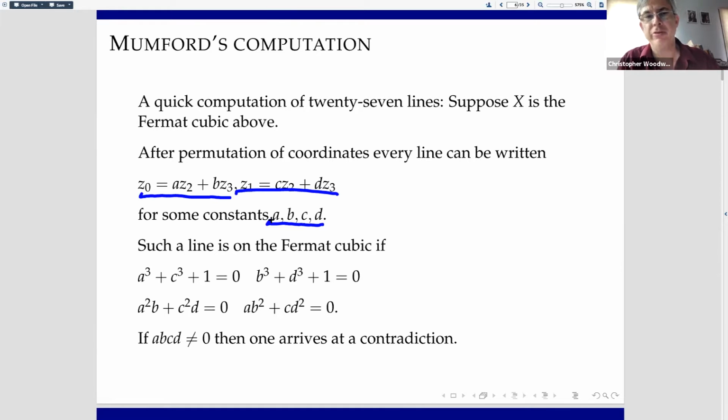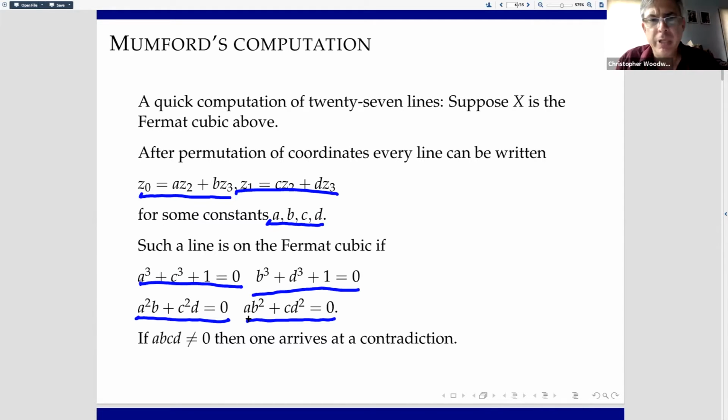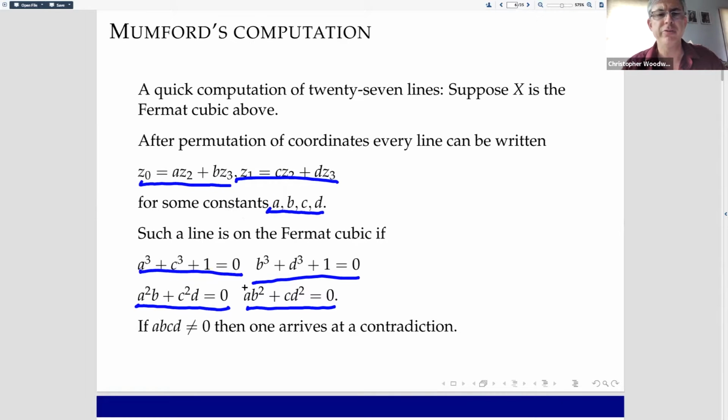Well, you just have to plug this into the sum of the cubes equals 0, and you get the equations A cubed plus C cubed plus 1 equals 0, B cubed plus D cubed plus 1 equals 0. And then there are two other equations here, which involve cross terms. What you see is that if these are all non-zero, then this is just impossible. You can play these equations against each other a little bit, like you can divide the third and the fourth equation by each other and so on. Okay, you get some relations among the A and C, B and D, and so on.